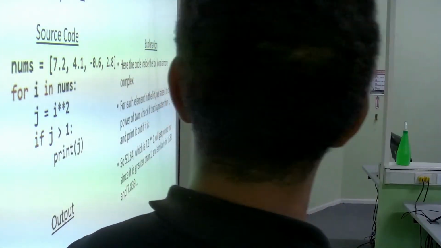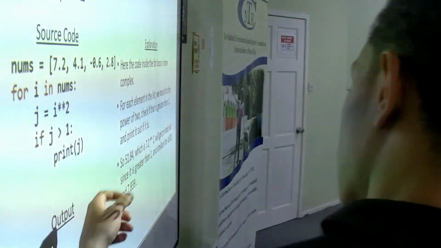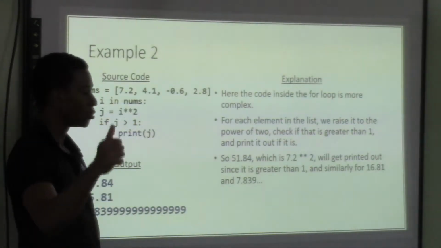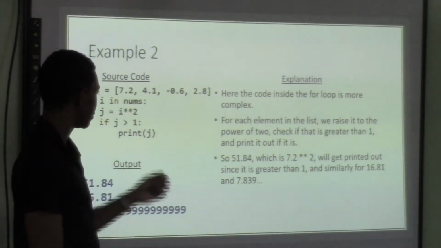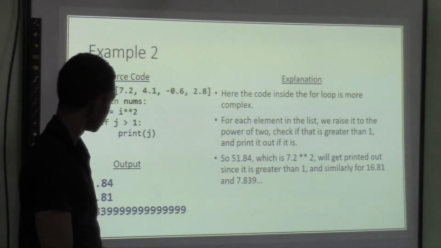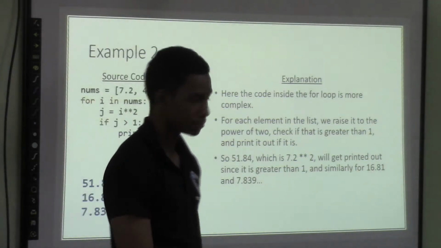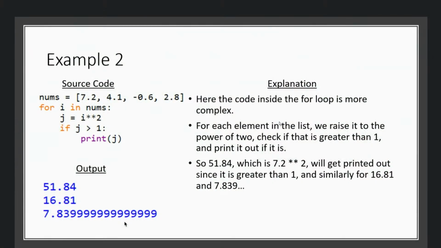16.81. Minus 0.6 squared, is that greater than 1? No. So we're not going to print this out. So 2.8 squared, is that greater than 1? Yeah. So we print 7.84 and so on. So everybody with me? Everybody okay for now?